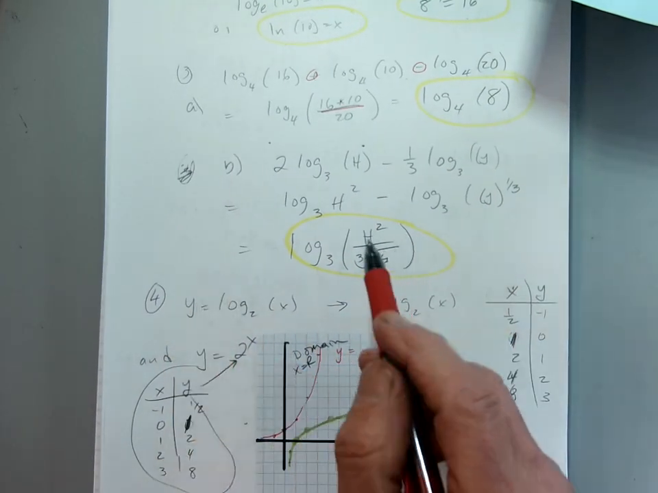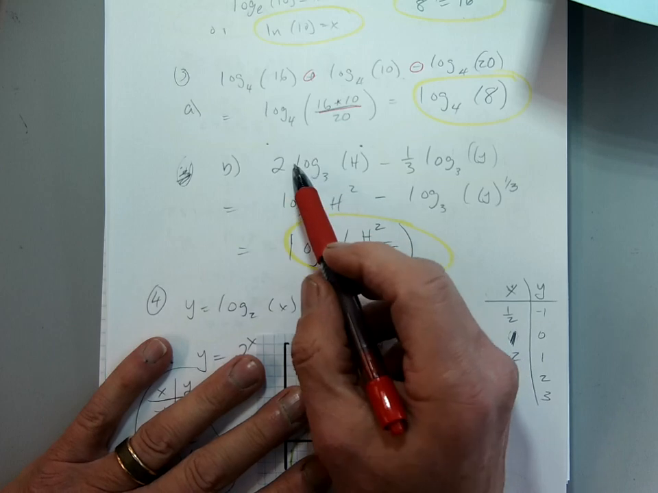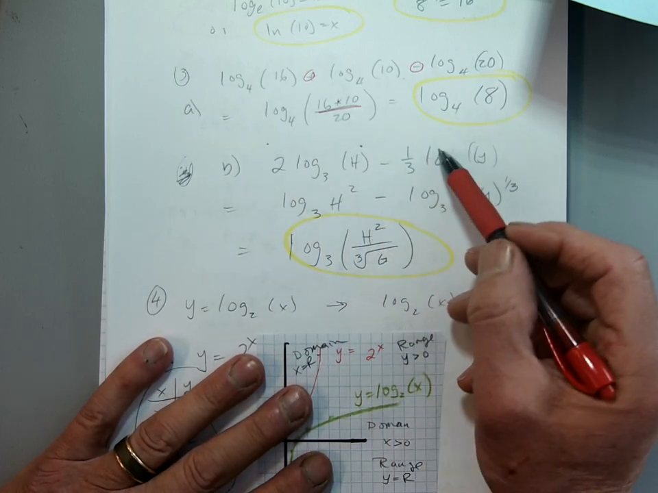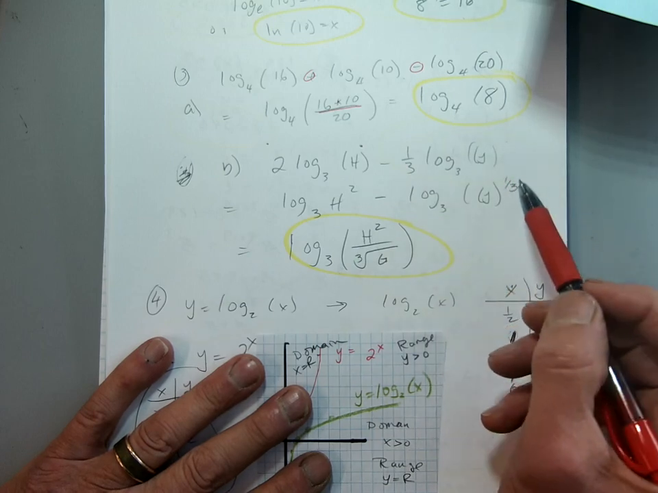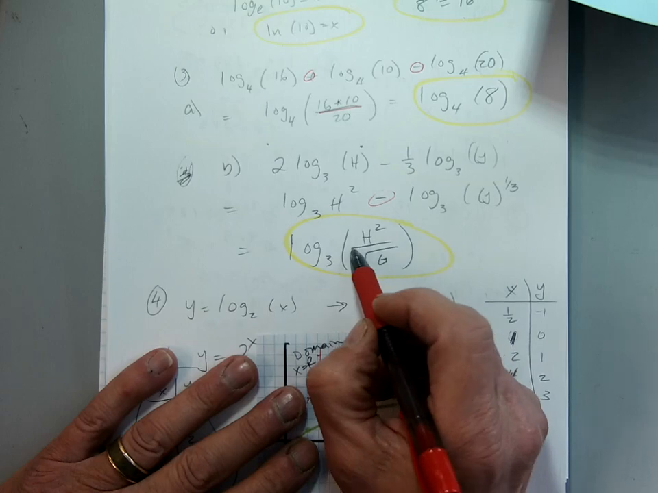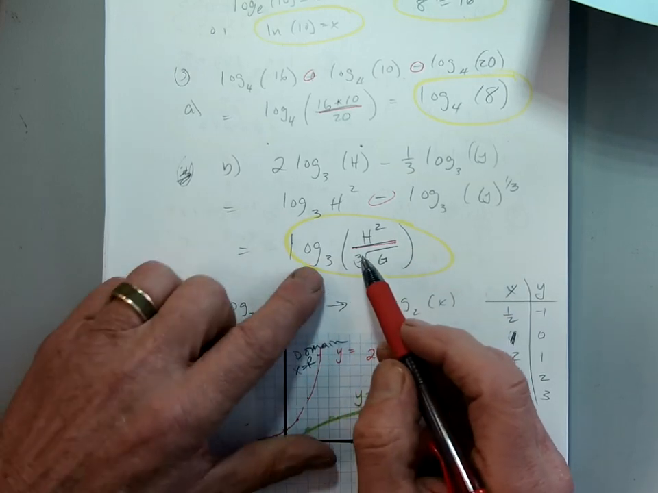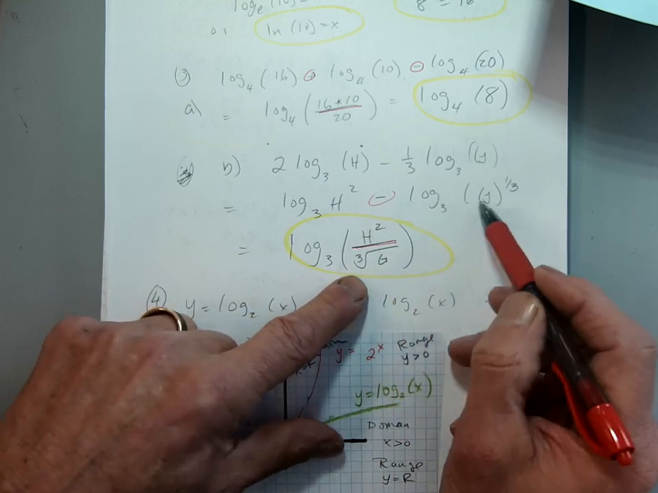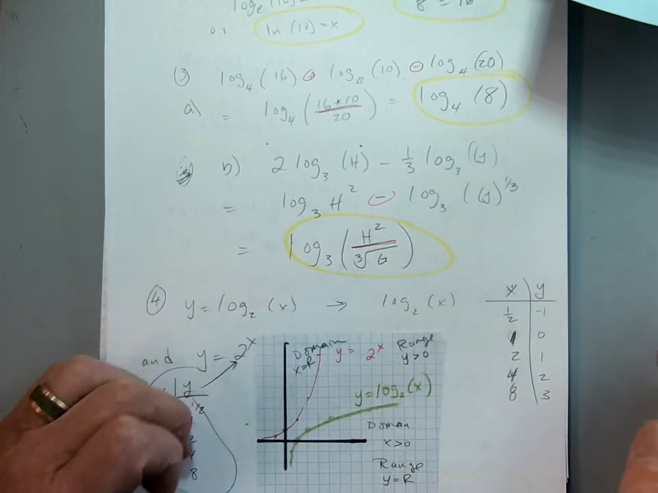Part B, the other one, is with h's. The first thing I'm going to do is bring the exponents back in. This was a 2 that was floated down. It's 1/3 that was floated down, so I brought it in as an exponent. So then, because this is a subtract, I'm going to bring it together as a single logarithm with divide. So I'll go log base 3 of h squared divided by the 1/3 cube root of g.